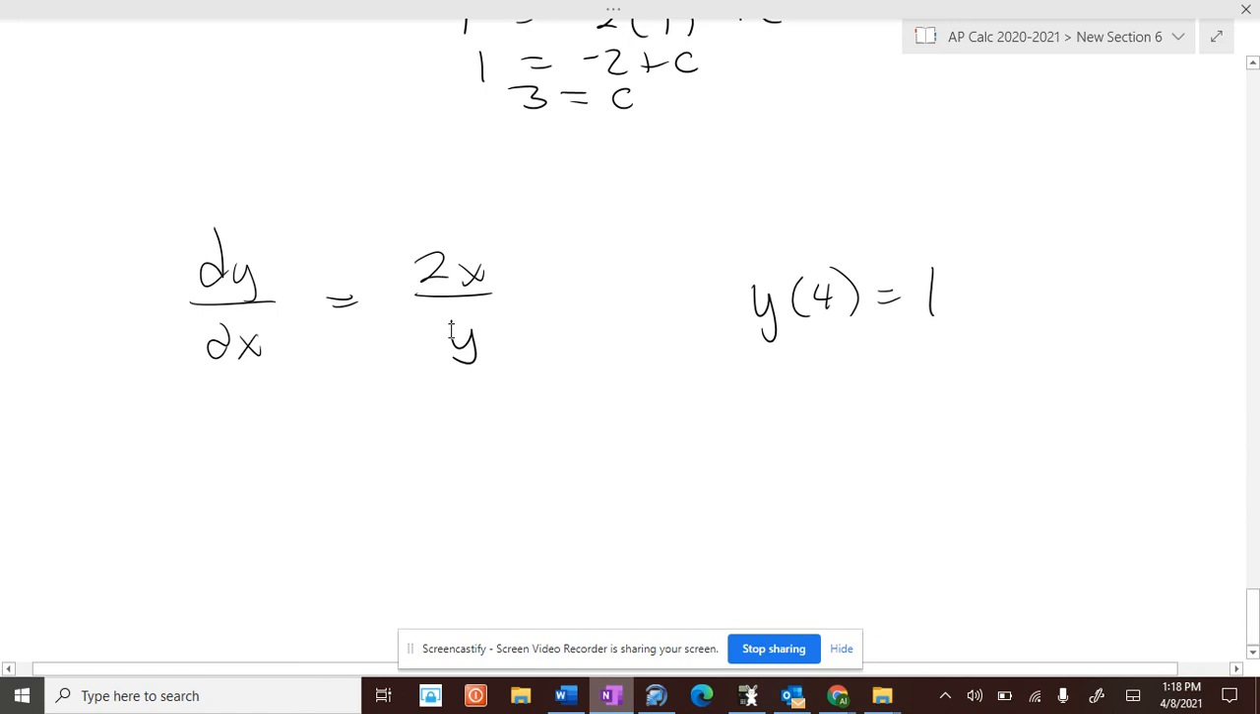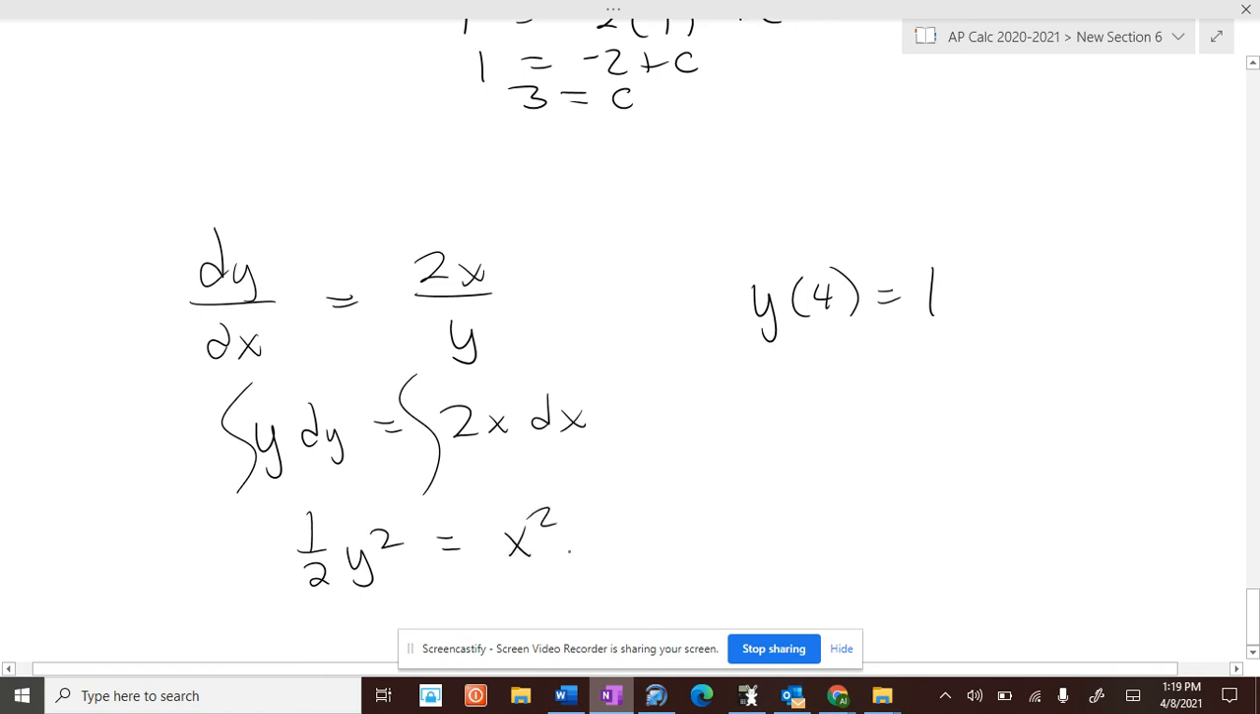So Mallory, first step in this: you multiply the dx over and you multiply the y. So y dy equals 2x dx. Then you integrate. Oh, am I supposed to say the answer? Yeah. Oh, okay. 1/2 y squared equals x squared plus c.